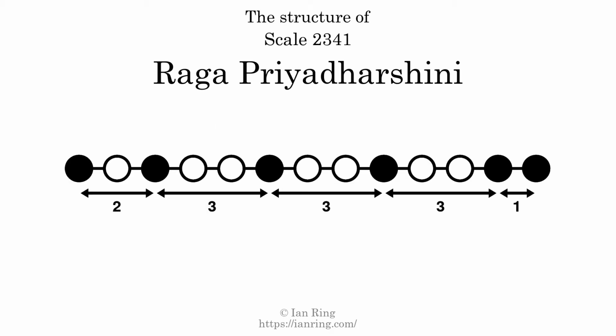The structure of a scale is a description of the interval distance between each successive tone. This scale has a structure of 23331.